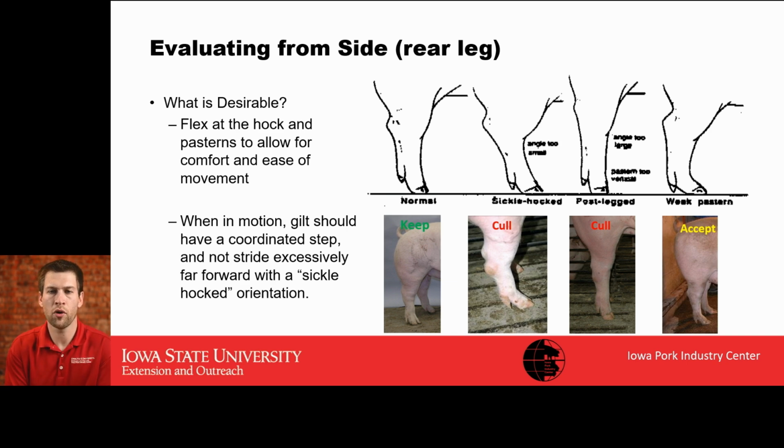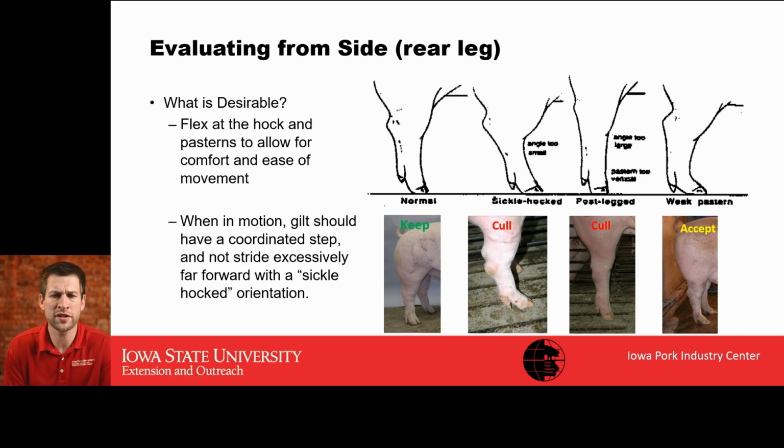So if a gilt really pulls her feet further up underneath her, typically a gilt like that is going to be more apt to what we would term dog sit or spraddle leg in the farrowing house or even out in pen gestation. It's going to be less comfortable for her, and it's going to be more challenge for her to be able to get up and move with a leg orientation that's a little bit further underneath her.